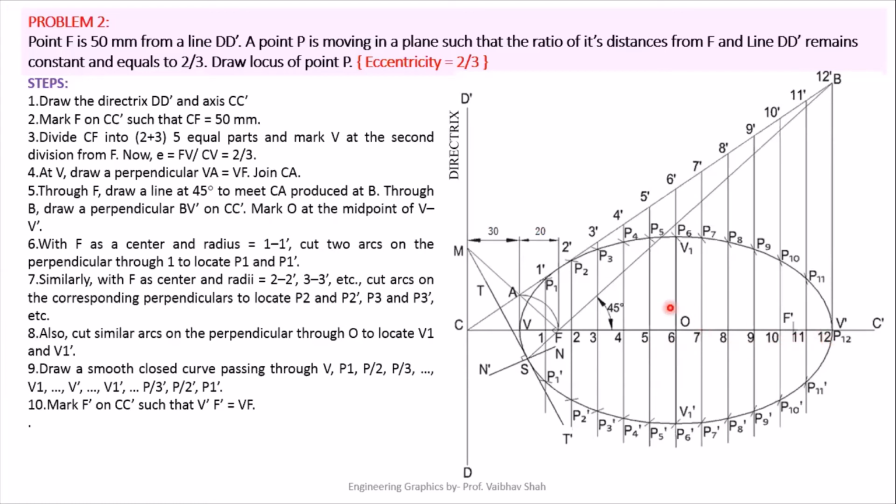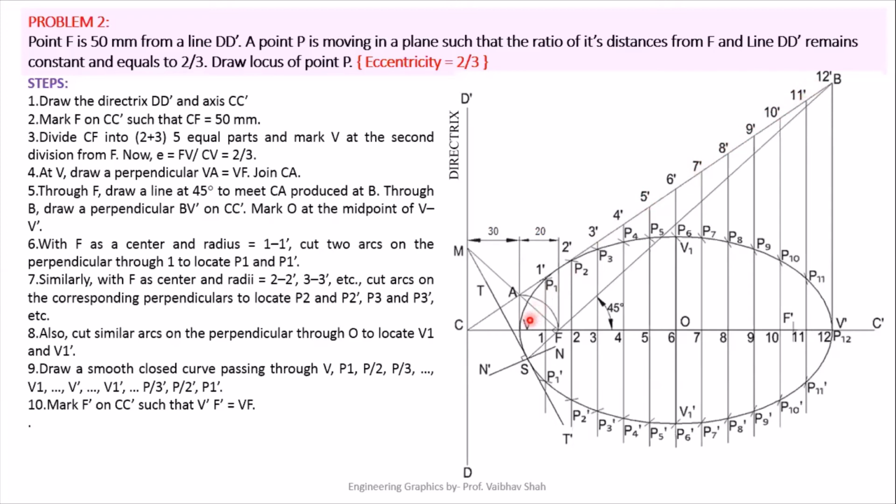After that we'll locate this midpoint O. So we have located this midpoint O. From this O, if you draw this vertical line, you will have V1 and V1 dash later on, after the example is over. So now let us draw vertical lines from 1, 2, 3, 4, 5, 6, 7, 8, 9, 10, 11 and 12. All these vertical lines will intersect this inclined line somewhere here. So we will give the numbering 1 dash, 2 dash, 3 dash, 4 dash, 5 dash, 6 dash, 7 dash, 8 dash, 9 dash, 10 dash, 11 dash and 12 dash.